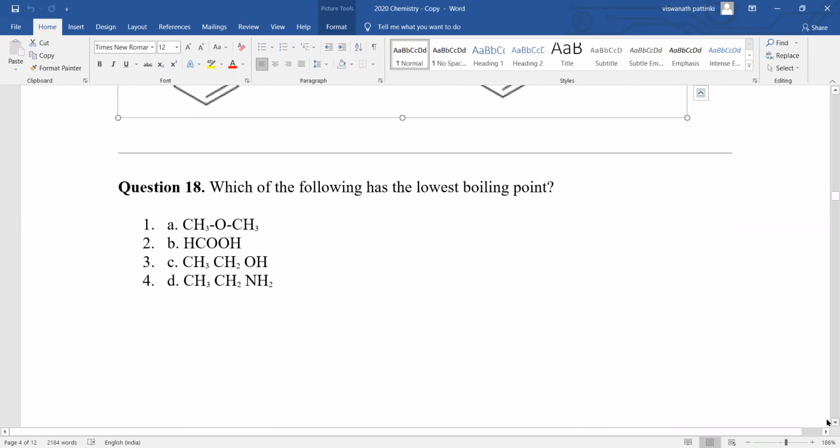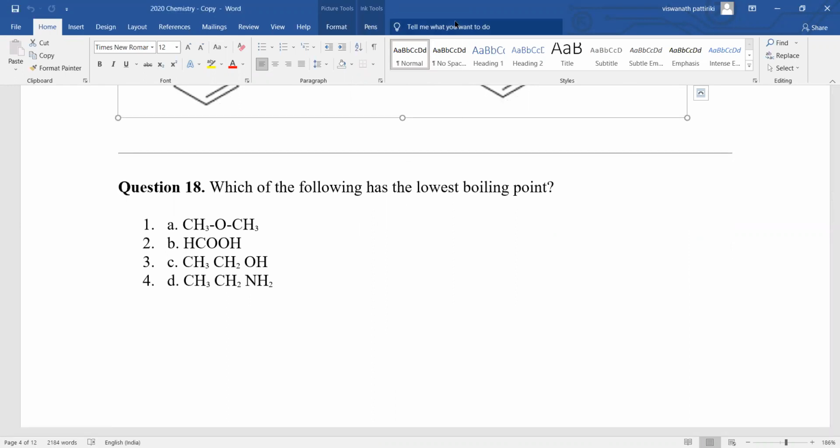Which of the following has the lowest boiling point? Where there is no hydrogen bonding, it has the lowest boiling point. So which one has it? See, this one doesn't have hydrogen bonding. This has hydrogen bonding, this has hydrogen bonding, and this has hydrogen bonding. So ethers have lower boiling point because of absence of hydrogen bonding.